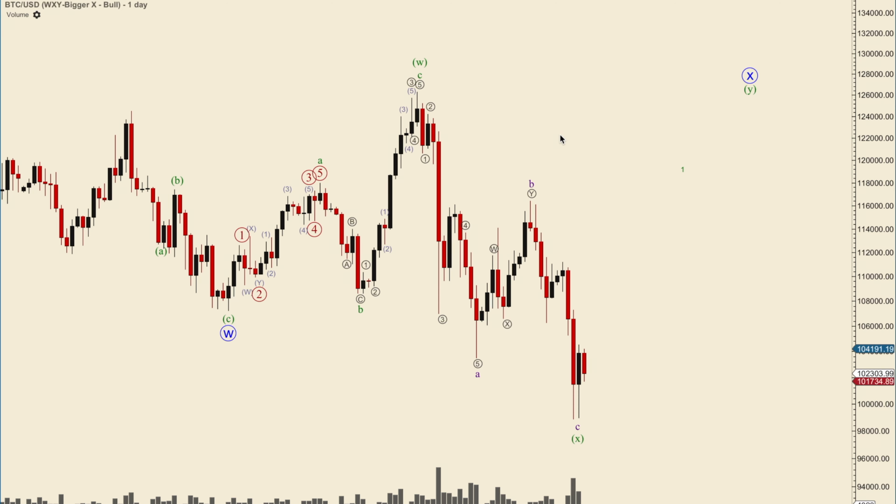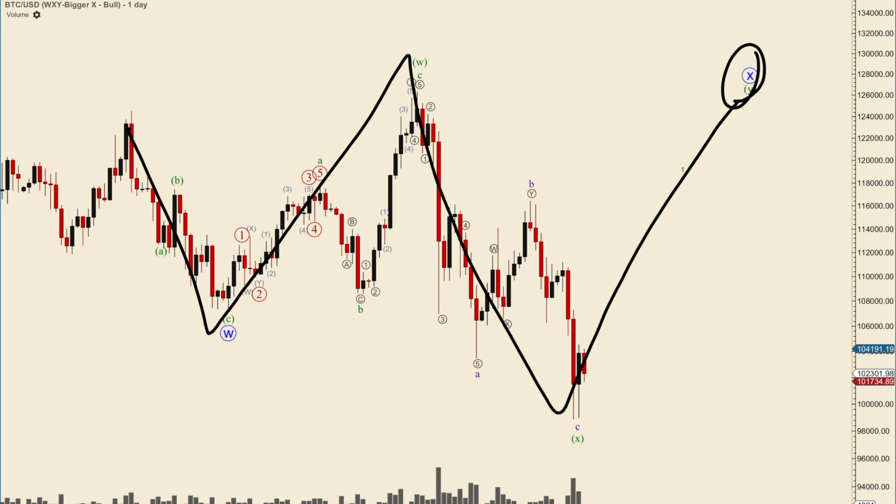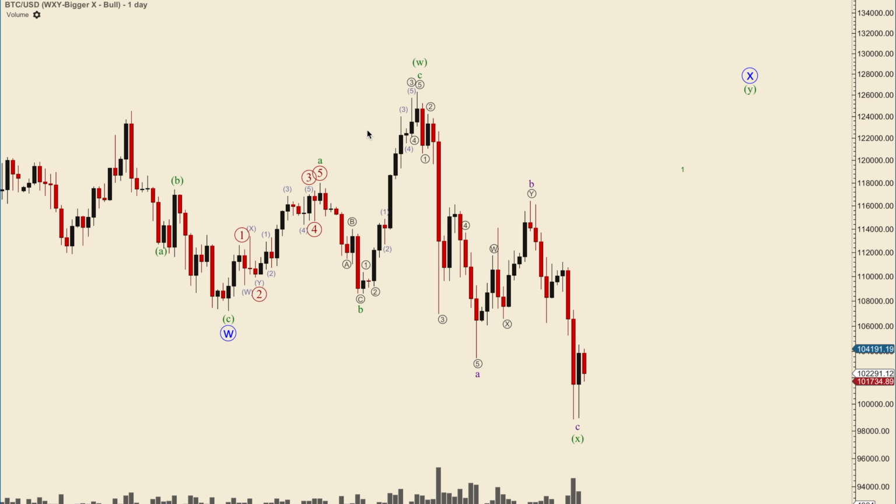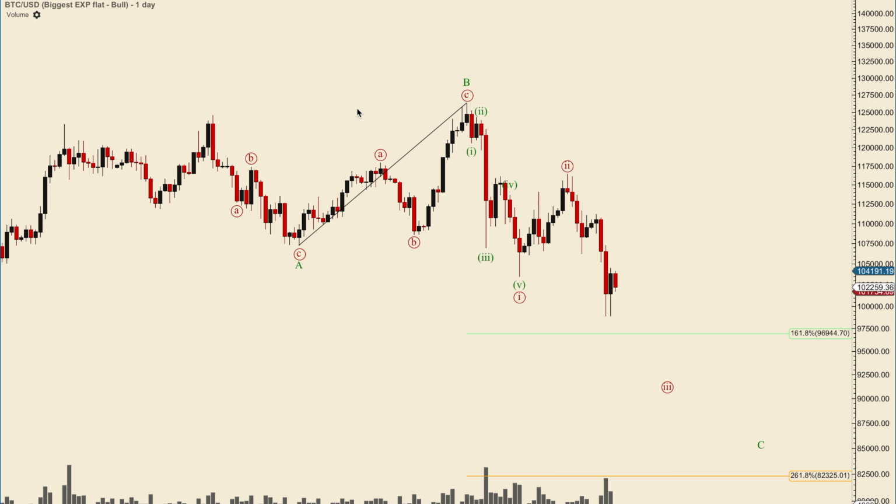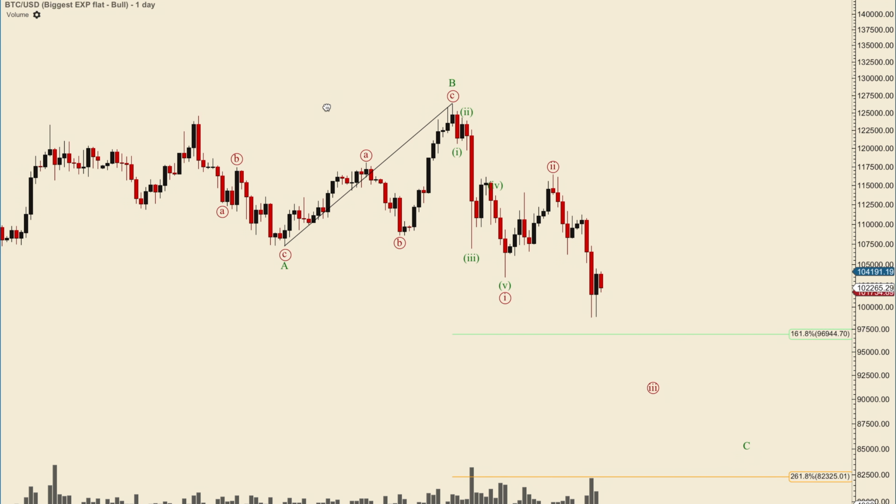But still, this scenario, as I mentioned, is looking for higher prices. So it's not invalidated or anything. It's just a middle of the road kind of thing. And then we have the biggest expanded flat, and it has a decent probability. It all depends on the price action over here.